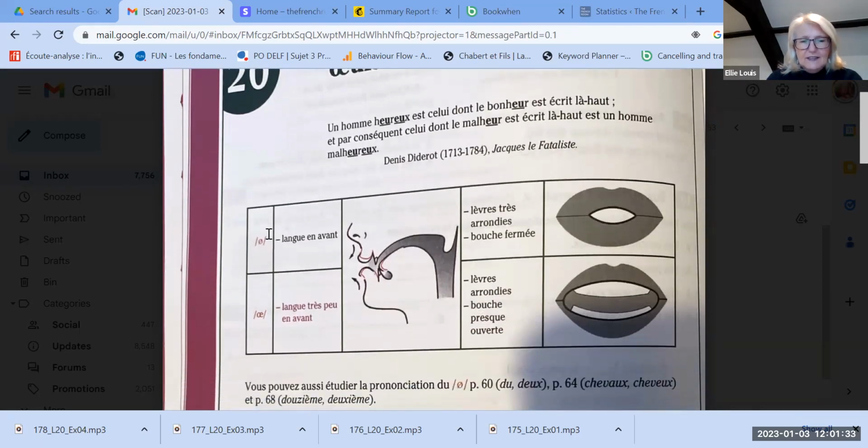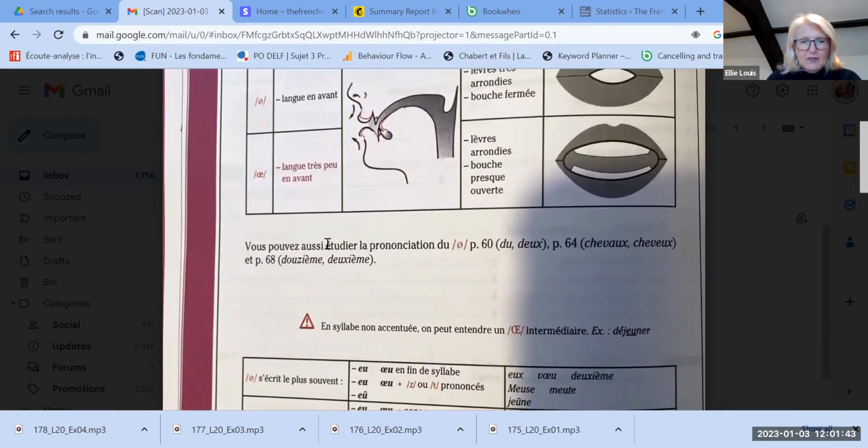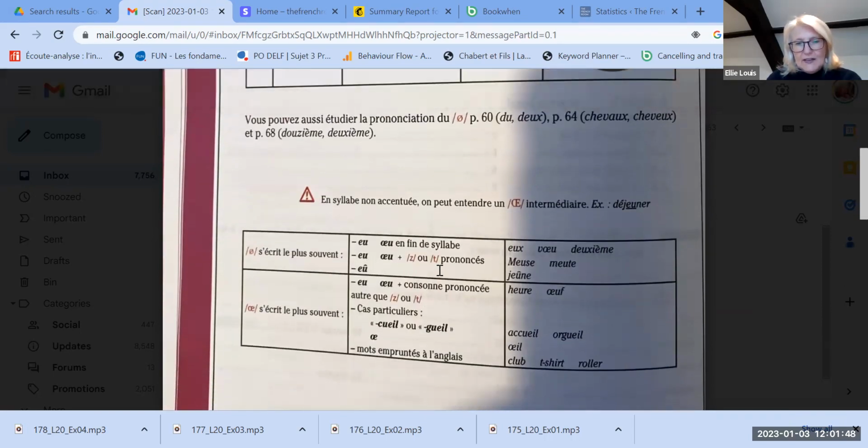So this is a pronunciation symbol because it applies to a number of different sounds. And let's have a look at what sounds that symbol applies to. So we've got all these different letter combinations. Let's have a look at some of the words. So we've got eu, deuxième, meuse, meute, jeune. And by the way, this is not young, this word. This means to fast, fasting. It's got a little hat over the U, which makes it a bit different.